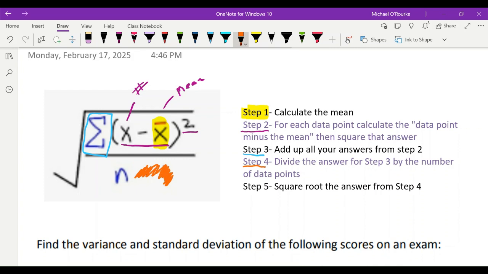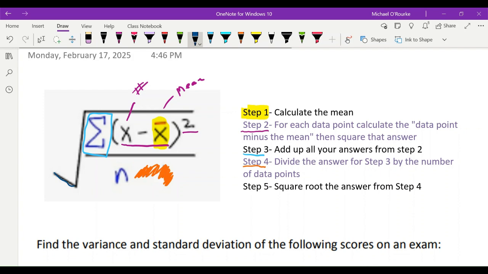Sorry, I missed that. So you divide your answer. After we add all those up, we take that answer and we divide it by the number of data points we have. And then lastly, we take the square root of that answer. So there are the steps for what we're going to do, and then I'll go through a couple of examples working it through.